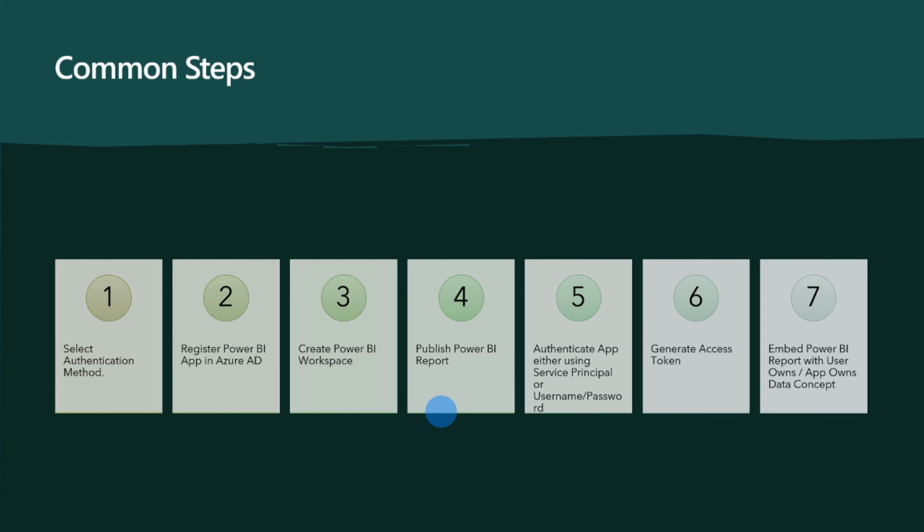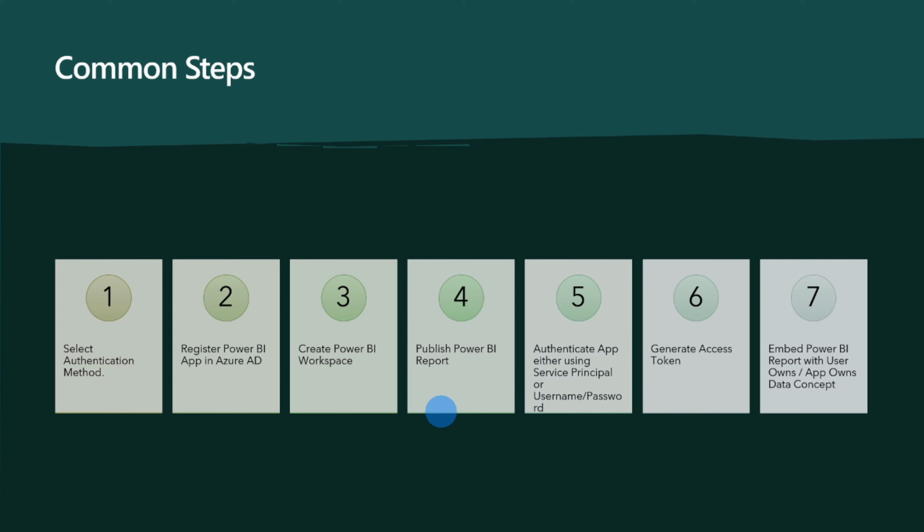The fifth important step is that we need to authenticate our Azure AD app either using service principal or using master account with username and password. The sixth important step is that we need to generate the access token in order to render the Power BI report. And the seventh important step is that we need to embed the Power BI report using the user owns or app owns data concept.